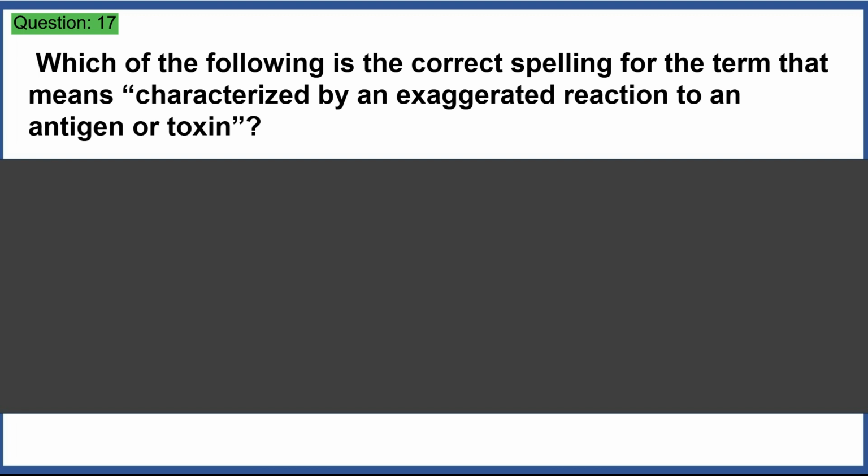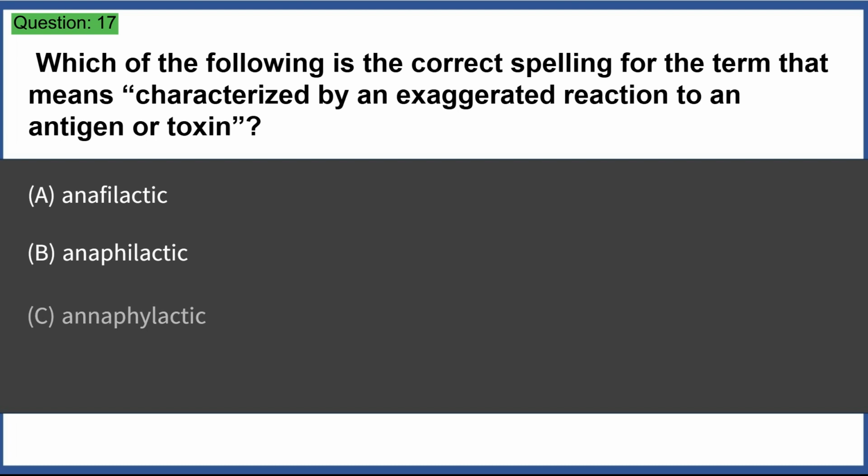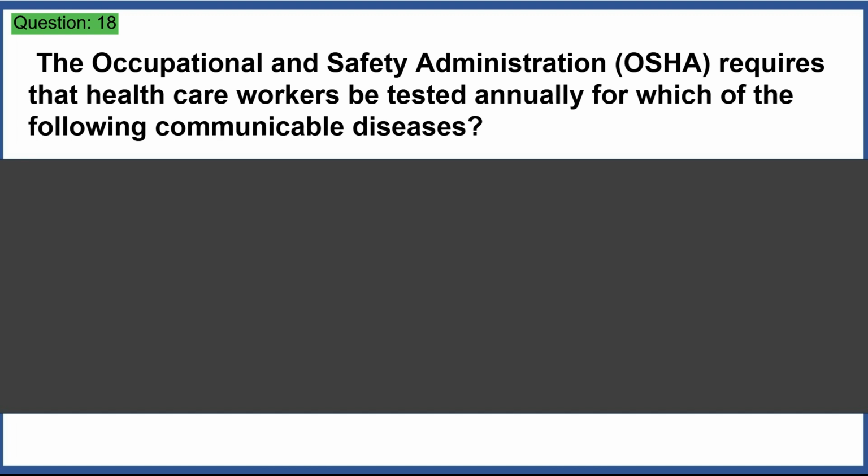Which of the following is the correct spelling for the term that means characterized by an exaggerated reaction to an antigen or toxin? A. Anaphylactic, B. Anaphylactic, C. Anaphylactic, D. Anaphylactic. Answer: D. Anaphylactic.